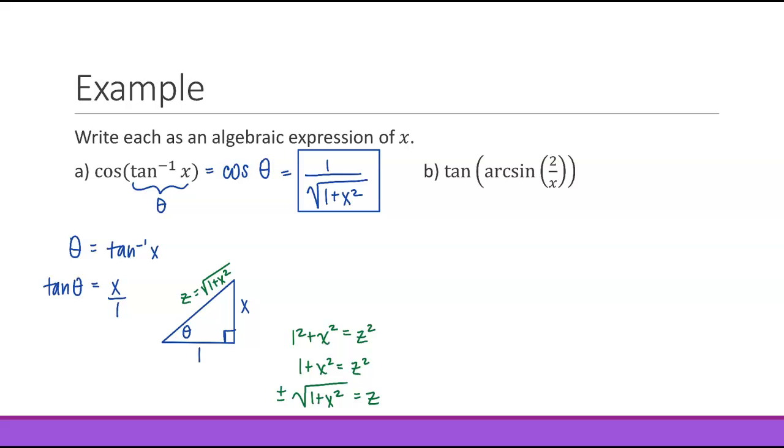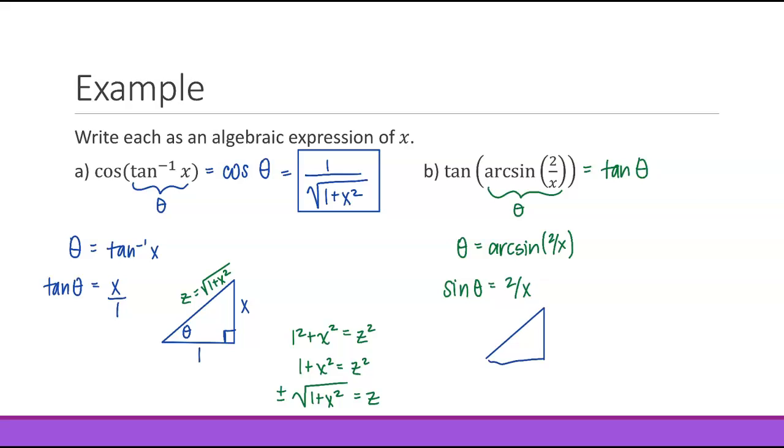Let's try it one more time just to make sure that we have it down. So tan of arcsine of 2 over x. This is an algebraic expression. Same strategy. Arcsine of 2 over x, we're going to call it theta, so that this problem becomes tangent theta. So theta is arcsine of 2 over x, not 2x. And then we have sine theta is equal to 2 over x. So if we take sine of both sides, sine of arcsine cancels, we just have 2 over x.